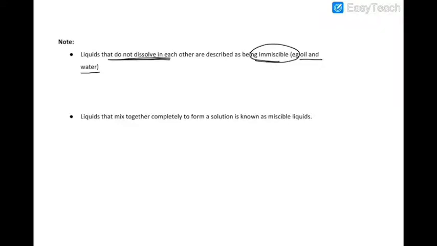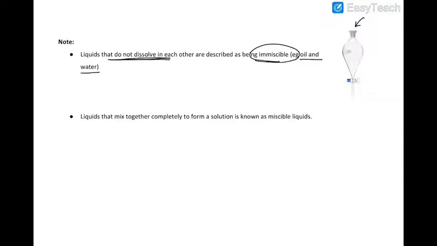Now, immiscible liquids can be separated by equipment known as a separating funnel. So this is what a separating funnel looks like. It has a cap. From the top, you add your mixture of liquids, and then you have a tap at the bottom here. So this is a tap, and you can turn it to open, allow the liquid to flow, and turn again to close the tap.